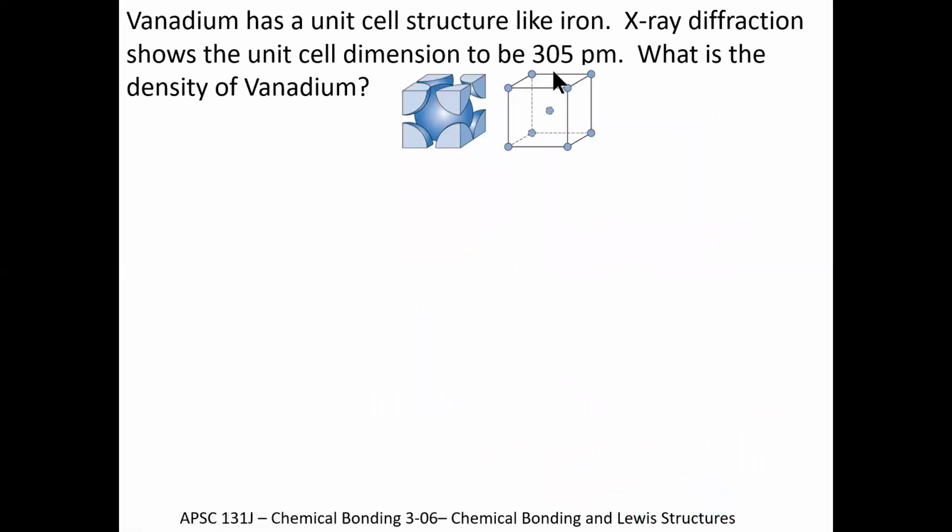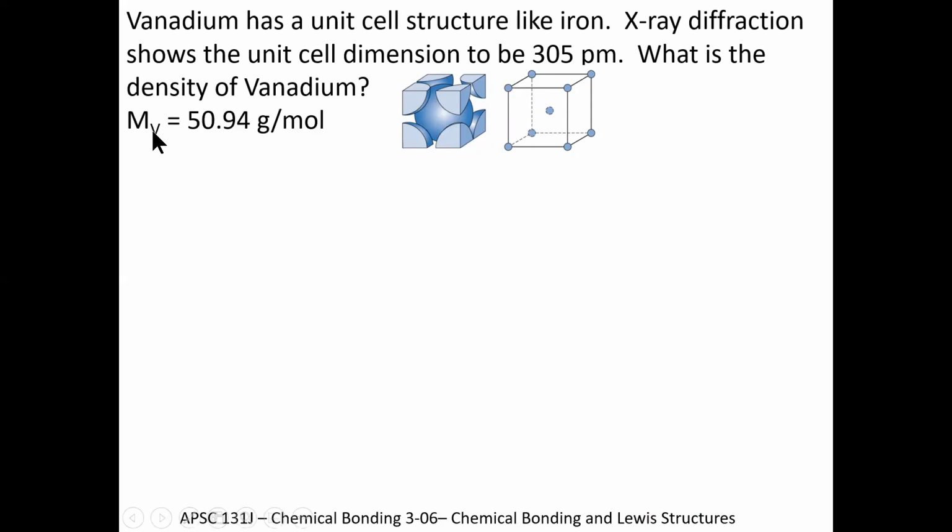Now let's take a look here at another problem. Vanadium. It has a unit cell structure like iron. X-ray diffraction shows the unit cell dimension to be 305 picometers. What is the density of vanadium? Okay, now again, since it says it's like iron, remember iron was a body-centered cubic arrangement, not a face-centered.